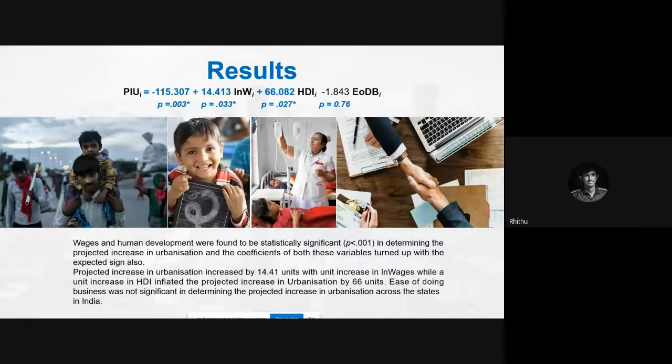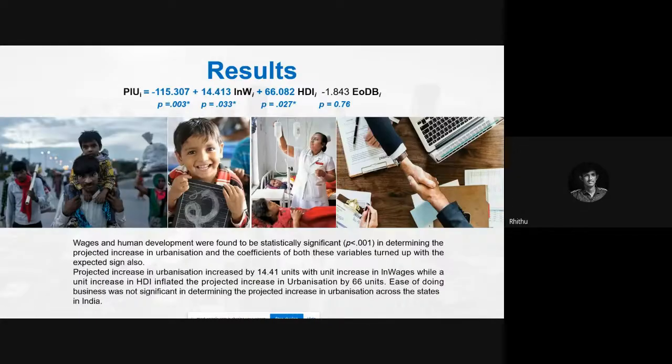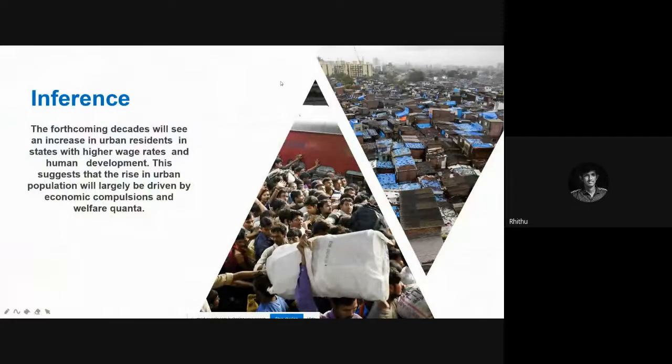And what are the inferences? What can we infer from this? In the forthcoming decades, the increase in urban residents will be larger in states with higher wage rates and human development. As we saw, these two factors, wages and HDI, were significant positive factors. So any state that has substantially high wages and high HDI would have drastic urbanization in the forthcoming decades.